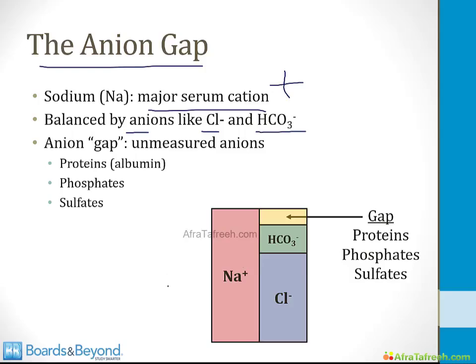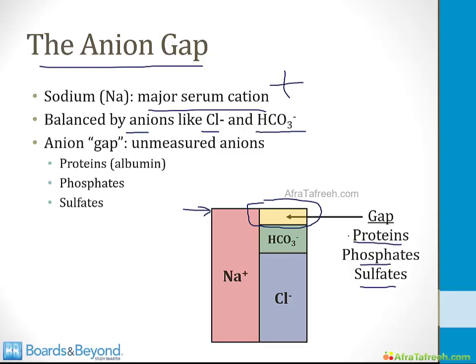So if you look at the bottom of the screen here, in human plasma you find sodium of a certain level, like I've indicated here in red. It's balanced by chloride and bicarbonate and then by a bunch of other things, and those other things are what makes up the anion gap. These are things we don't usually measure on standard measurements, things like negatively charged proteins and phosphates and sulfates.